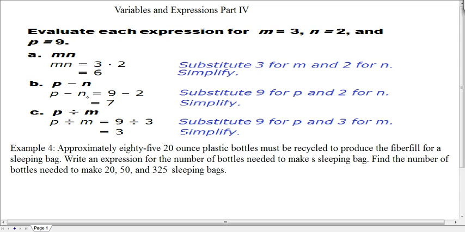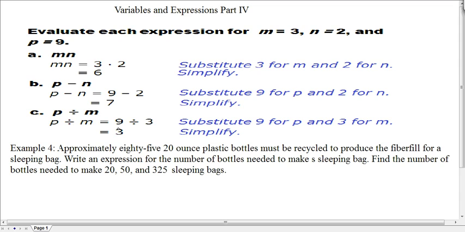The second expression tells us that p is being subtracted, or p less n, p less than n. So again, you want to substitute 9 for p, that's what it tells us in the instructions, and 2 for n, and you will have 9 minus 2, which should be simplified to 7.